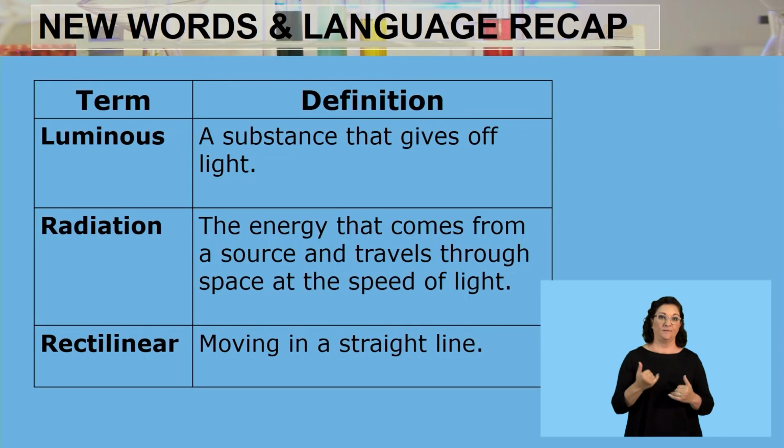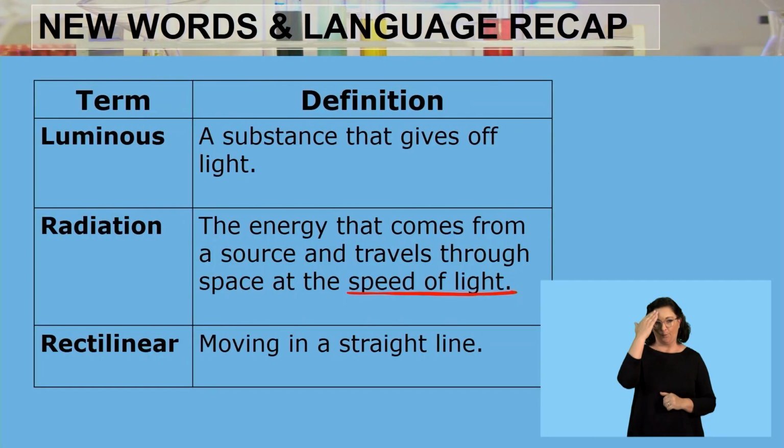Now, we also used words such as luminous, radiation, and rectilinear to better explain the main idea, being visible light. We used luminous for a substance that gives off light, and radiation, that's the energy that comes from a source and travels through space at the speed of light. We do know that the speed of light is 3 times 10 to the exponent of 8, or 300,000 kilometers per second, or 3 times 10 to the exponent of 8 meters per second.